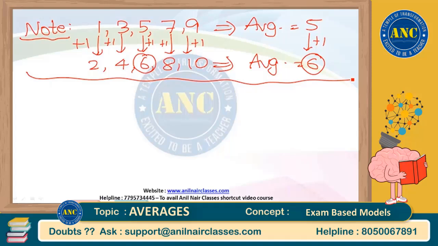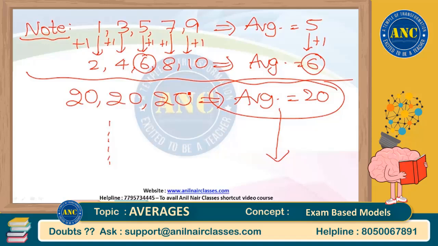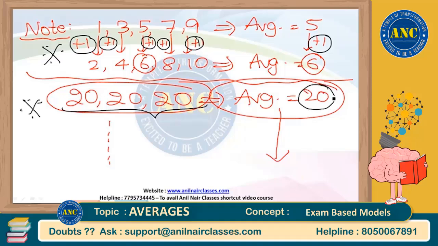Another thing I taught you is, if all 3 numbers are 20, average is 20. That means if I want to get my average at 20, there are so many series I can develop. But the easiest series is making all of them 20. These two key points I already discussed: if each number is increased by 1, average also will increase by 1. If all the numbers are 20, average is 20, or if average is 20, make all the numbers 20.